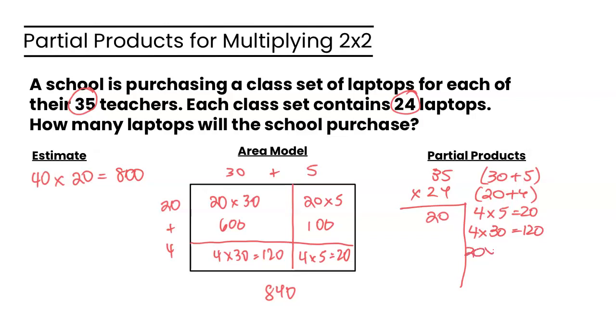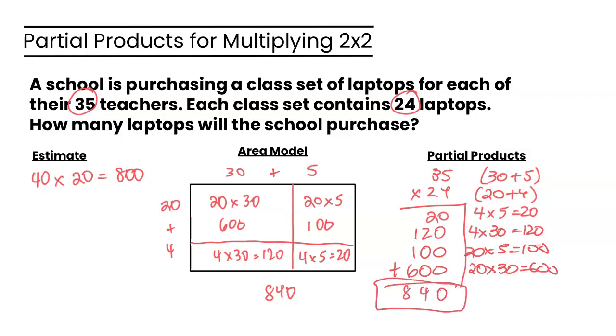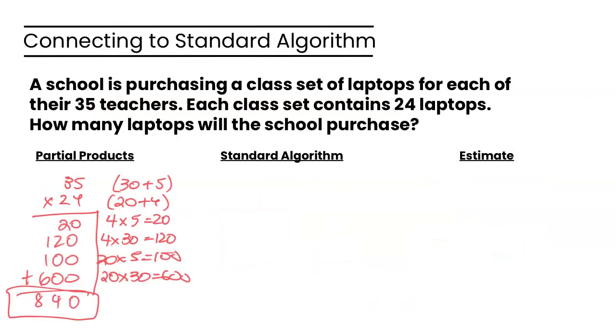And so starting off with 20 times 5, which is going to give me 100. I'm going to go ahead and write my numbers over here as well. And then finally the 20 times the 30, which will give me 600. Adding up all of those partial products will give us the full product of these two-digit numbers. And so what we notice is that we're going to end up with the same exact answer of 840 laptops.